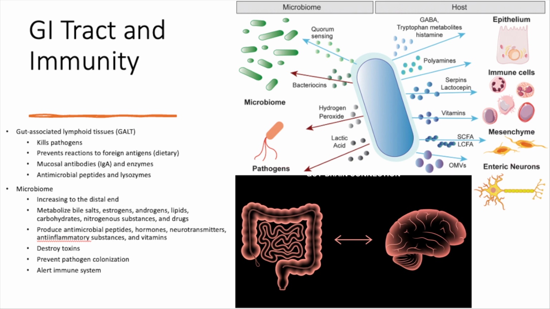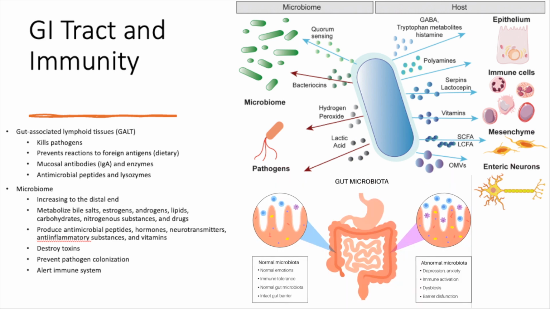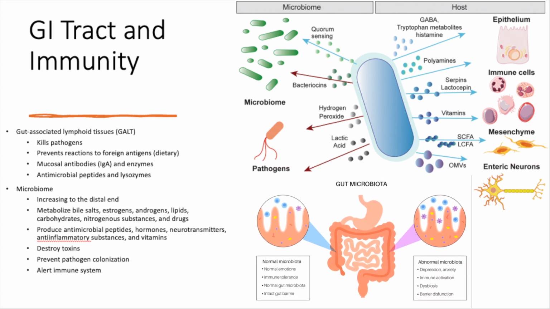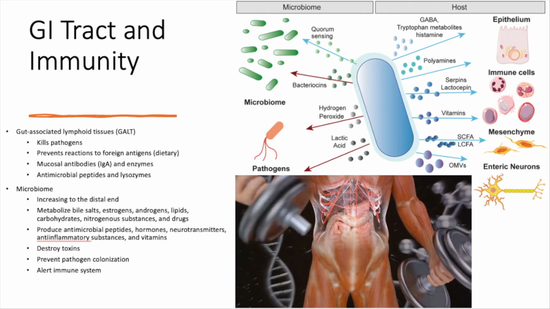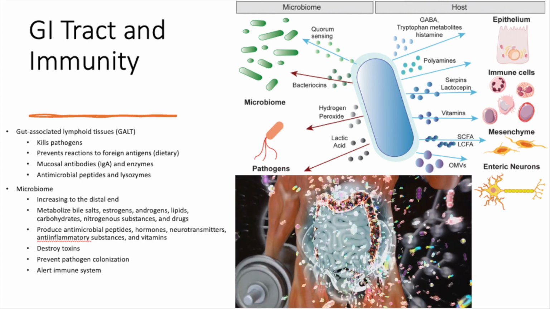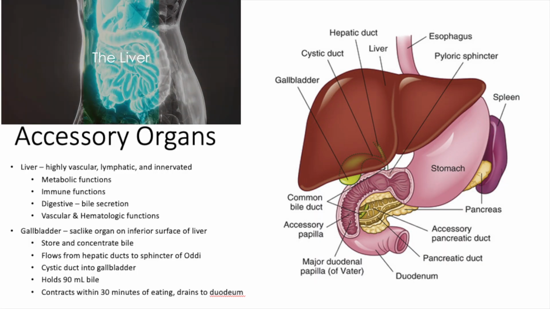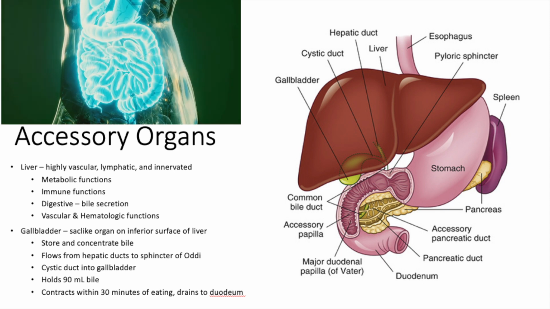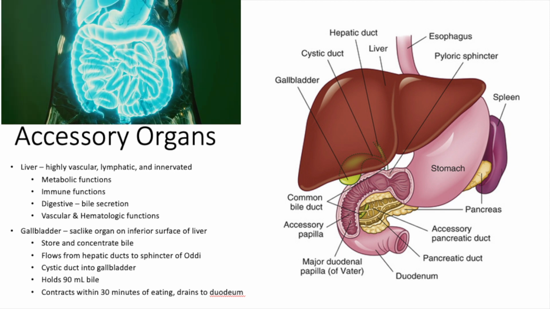More recent research has demonstrated a connection between the GI tract and the CNS, or the microbiome gut-brain axis. This has implications for neurodegenerative diseases, developmental diseases, and psychiatric disorders. Let's move into the realm of the accessory GI organs. These organs primarily secrete substances necessary for digestion of chyme.